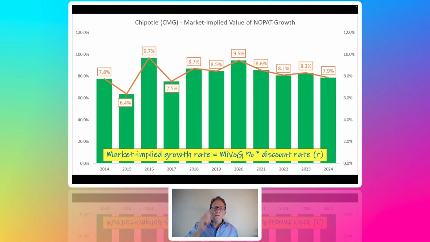All right, and this is for Chipotle. I just calculated this a week ago. This is through the end of calendar 2024. Obviously, they just reported. The green area is your market implied value of growth, and that's a percentage, on the left scale. And I'm just using 10% as my discount rate to make the math easy. Use whatever you like, although don't get too worked up about it. This will show you the market implied NOPAT perpetuity growth rate, and right now it's about 7.9% for Chipotle.